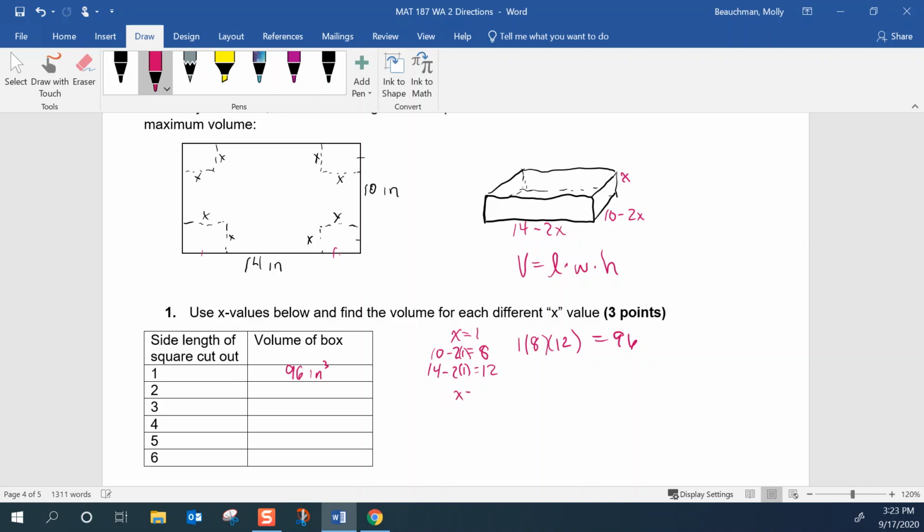If X equals 2, we'll do one more together. When X equals 2, then we get 10 minus 2 times 2, and 10 minus 4 is 6. 14 minus 2 times 2, 14 minus 4 is 10. So the volume of your box would be 2 times 6 times 10, which is 120 cubic inches. So notice the volume got bigger. Follow the same process to figure out what the volume of the box would be to see if you can see a pattern.